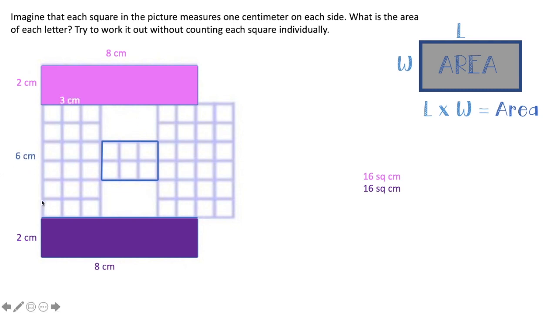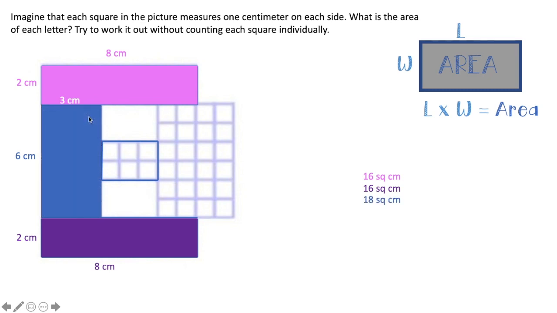So I count here. 1, 2, 3, 4, 5, 6 times 1, 2, 3. 18 square centimeters. I knew that from the letter before, we did 3 times 6. Okay, let's take a look at this guy. 1, 2, 3 centimeters by 1, 2. 2 times 3 is 6 square centimeters. We knew that. And now this old big rectangle.